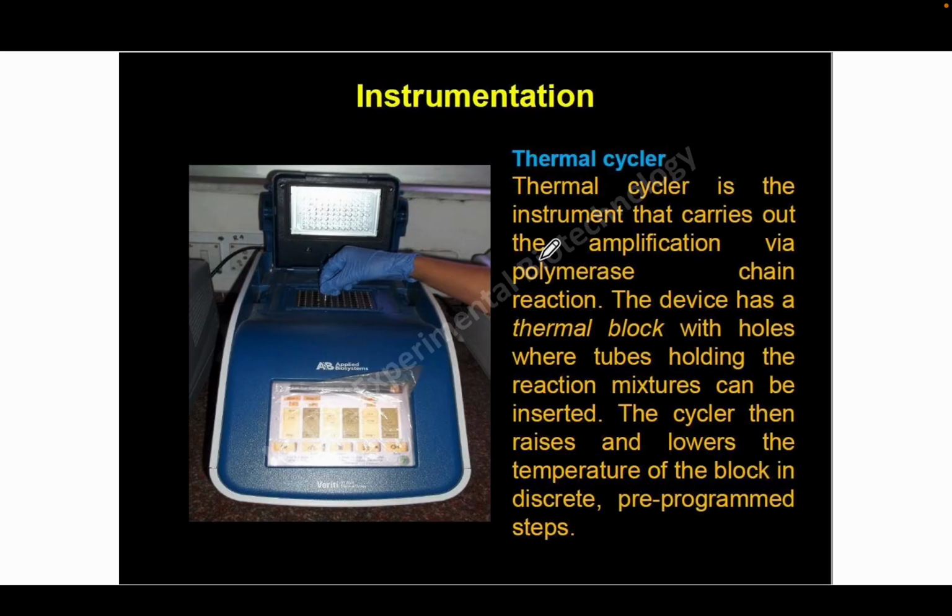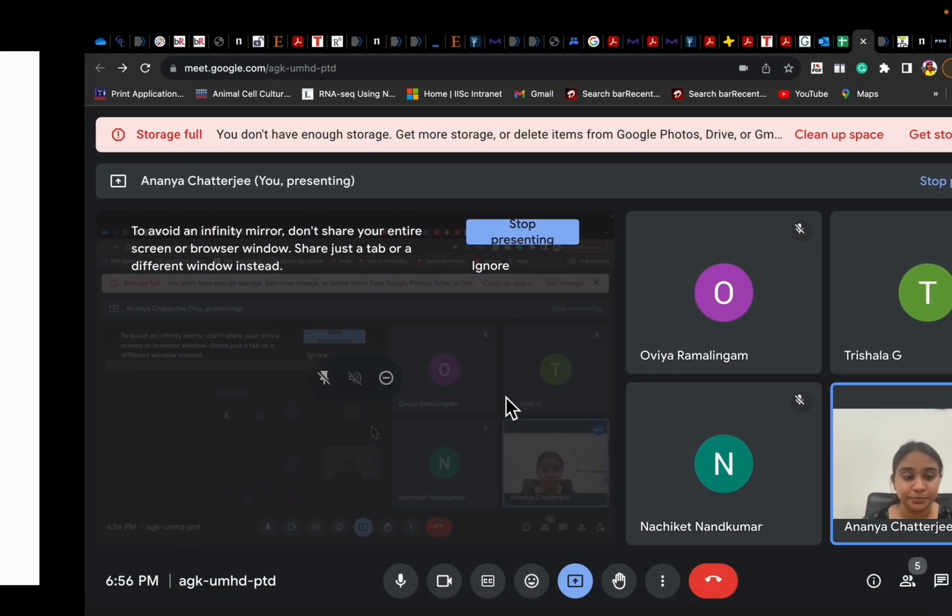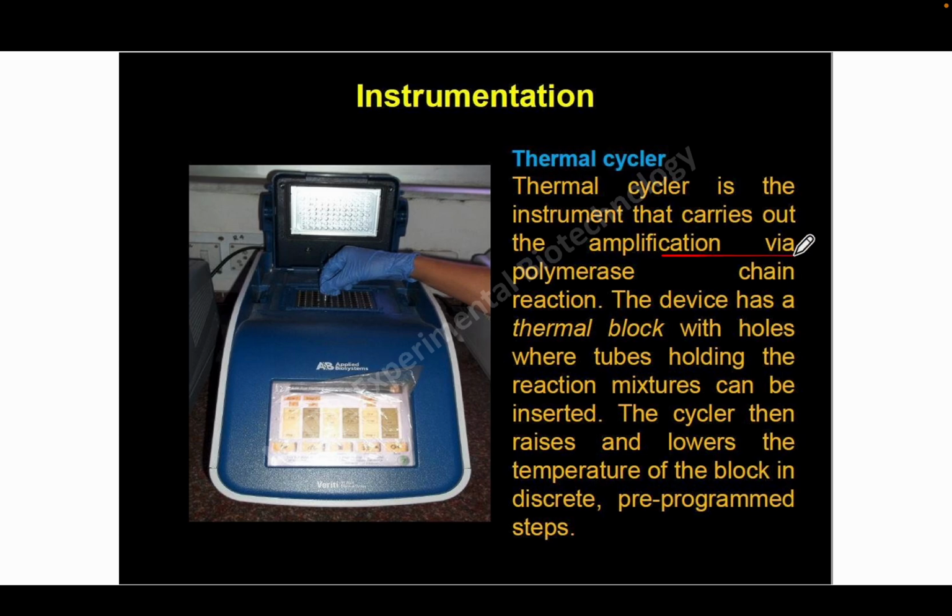Now the instrumentation: the thermal cycler is the instrument that carries out the amplification via polymerase chain reaction. The device has a thermal block with holes where tubes holding the reaction mixture can be inserted. The cycler then raises and lowers the temperature of the block in discrete pre-programmed steps.